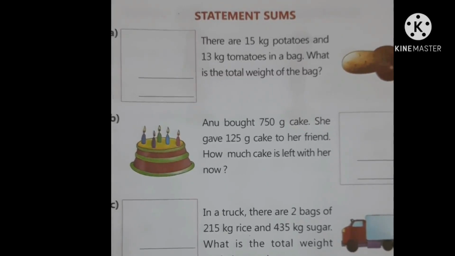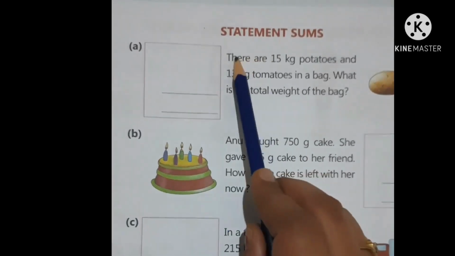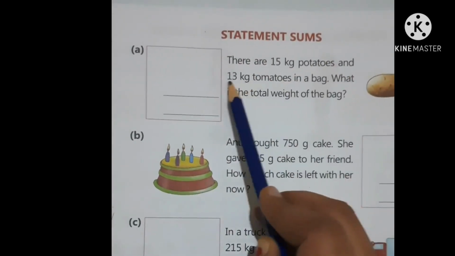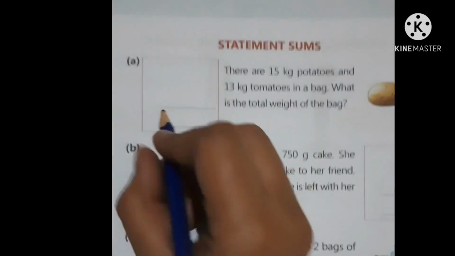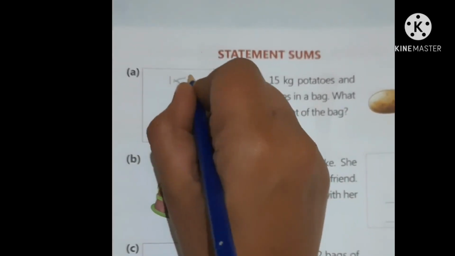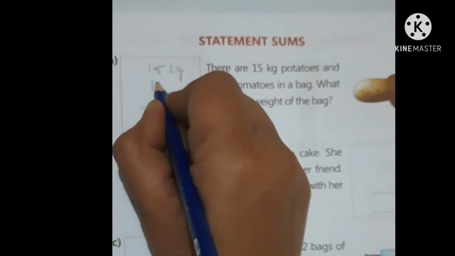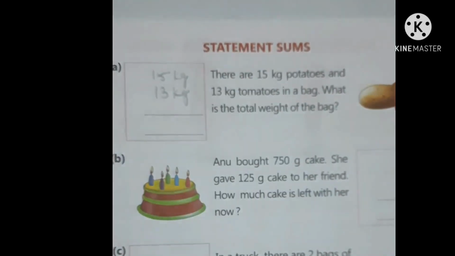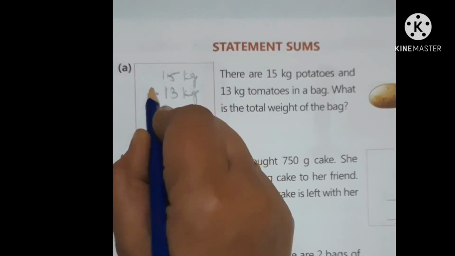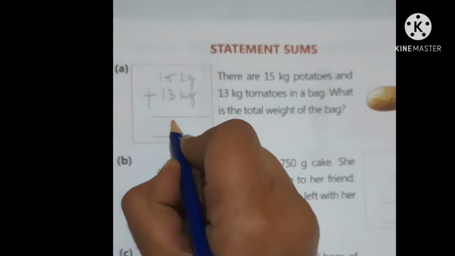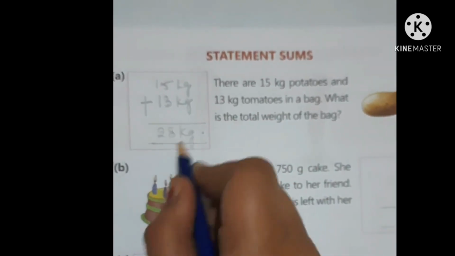Children, on page number 106, they have given us statement sums. The first question is: there are 15 kg potatoes and 13 kg tomatoes in a bag. What is the total weight of the bag? We have to find the total weight of the bag. It means we have to add. 5 plus 3 is 8. 1 plus 1 is 2. So the total weight of the bag is 28 kg.